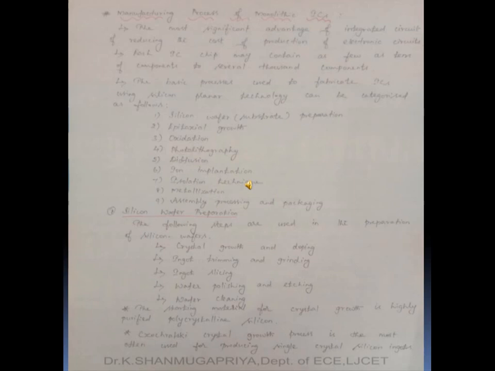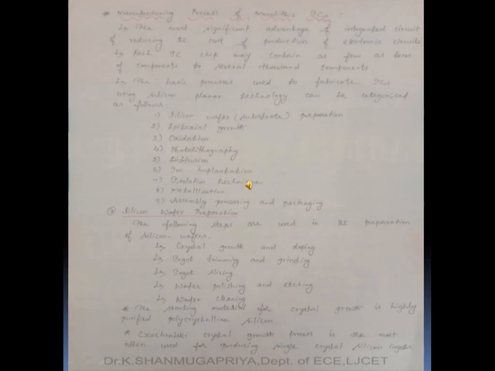The basic steps involved in the manufacturing process of monolithic ICs are categorized as follows. The first one is silicon wafer preparation, second one is epitaxial growth, third one oxidation, fourth one photolithography, fifth one diffusion, sixth one ion implantation, seventh one insulation techniques, eighth one metallization, and the last one assembly processing and packaging. So let us see one by one.